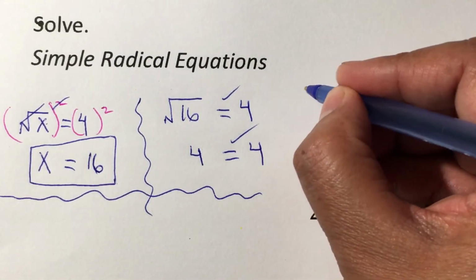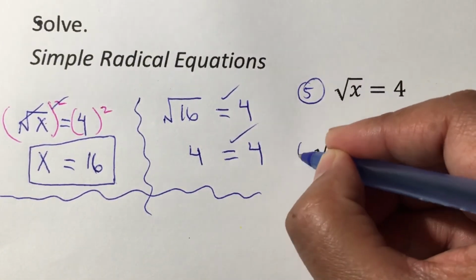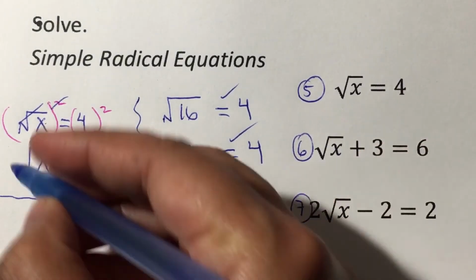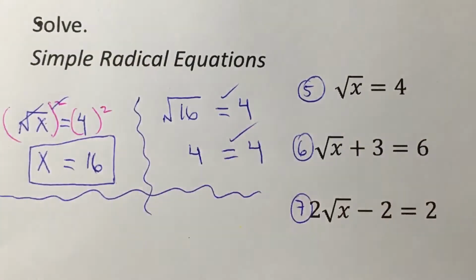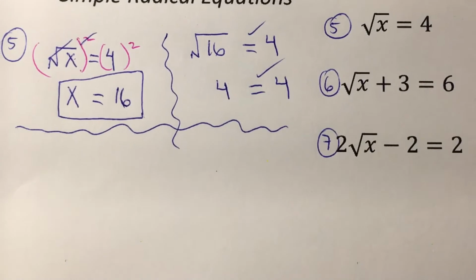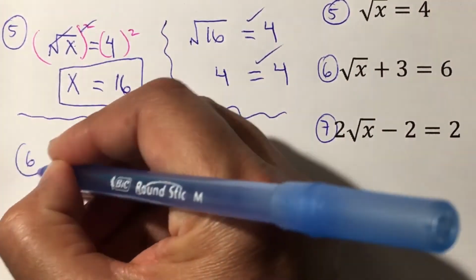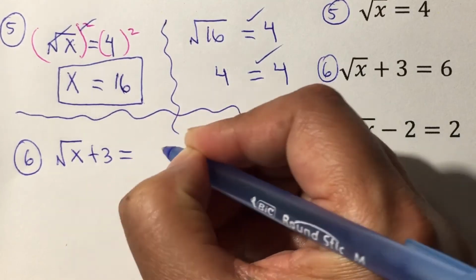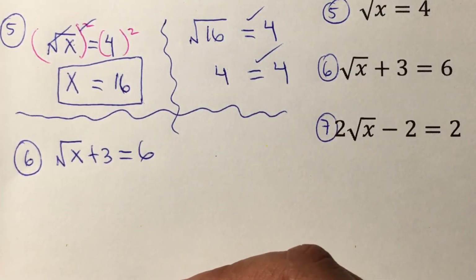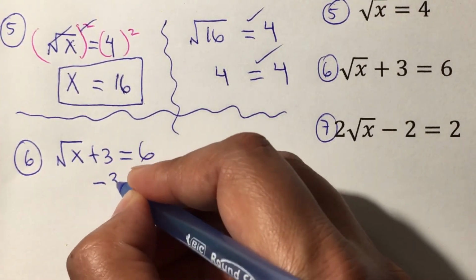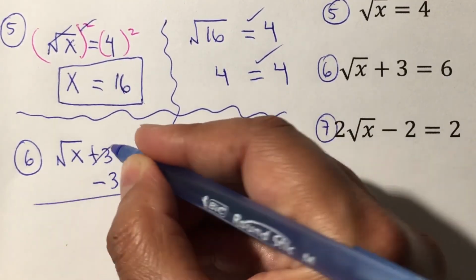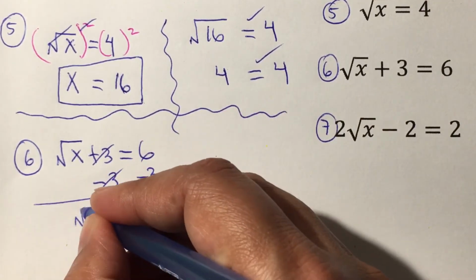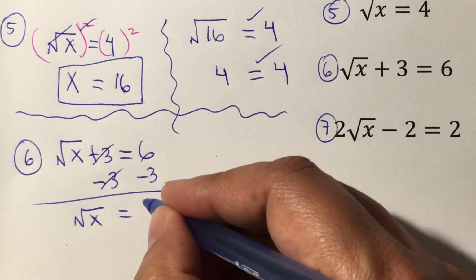So we have 4. This is 5, 6, and 7. So that was 5. Now let's do number 6. The square root of x plus 3 equals 6. We subtract 3 from both sides. And we get square root of x is equal to 3.